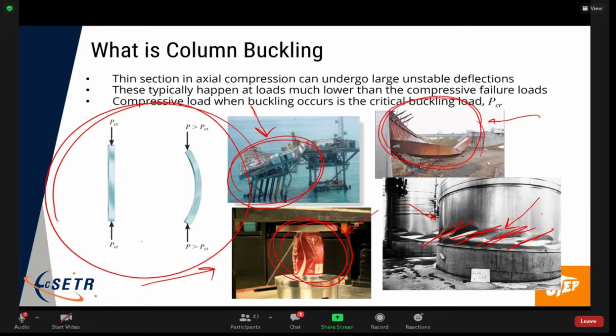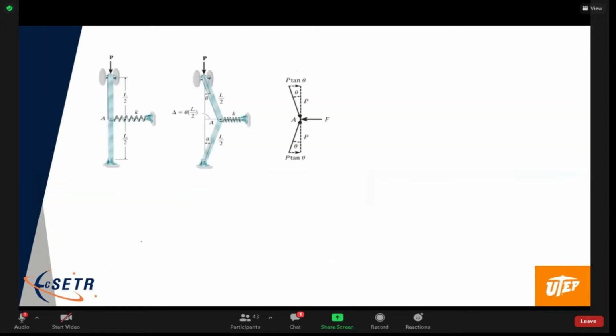When it does fail, it has large deformation. You lose the ability to support any load at all. And this is what you see in these pictures. And the load, when it can happen, is significantly lower than the other typical design loads in compression or torsion, okay? Not always, but this is what we see here. So this is why it can be a particularly problematic issue, okay?